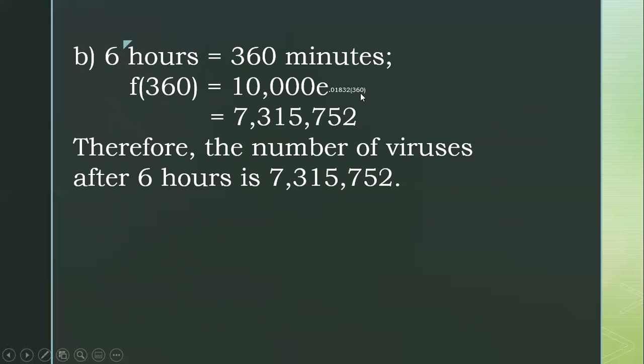Substituting the value of t, which is 360 minutes, the value of that is this. After 6 hours, that's why it's 360 in terms of minutes, the number of viruses will become 7,315,750. So it's really an example also of an exponential function.